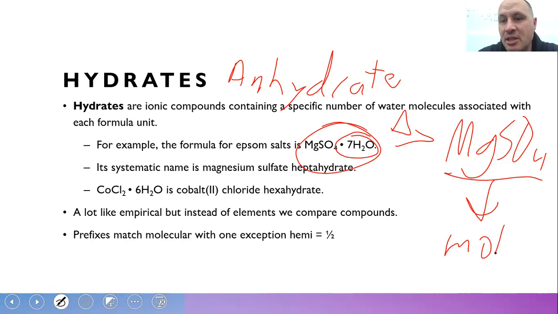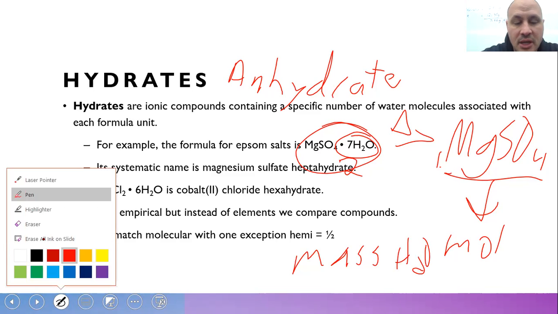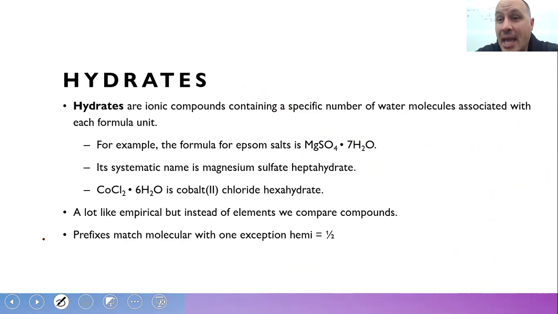The difference in the two weights between the anhydrate, 1, and the hydrate, 2, so 2 minus 1, will actually give me the mass of my water, which I can then convert to moles, so I can do my mole ratio. And so we kind of chase that same basic process.